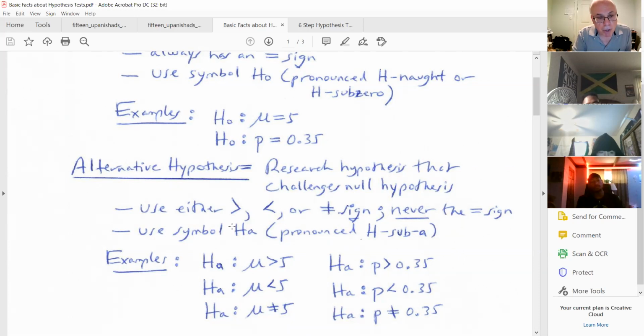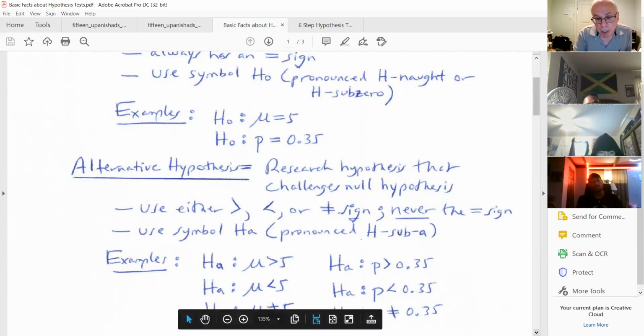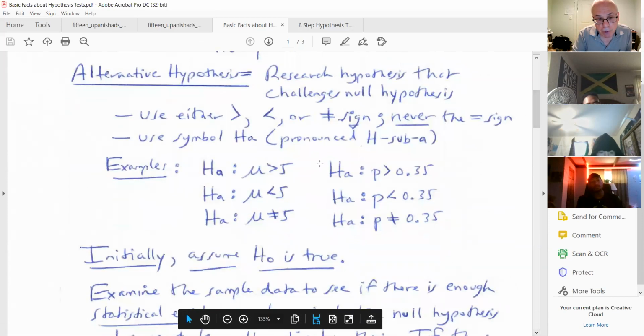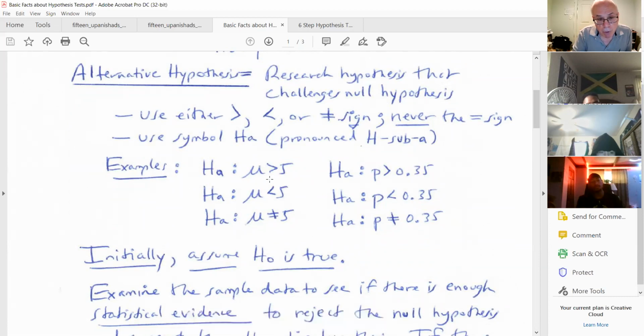The symbol for an alternative hypothesis is H sub A, for alternative. There are three types of alternative hypotheses: either you're going to have greater than, less than, or not equal to. These are examples of those using mu for population mean. And for a population proportion, obviously we use P, and these are three examples of those. So only one of these is going to be used in a particular hypothesis.